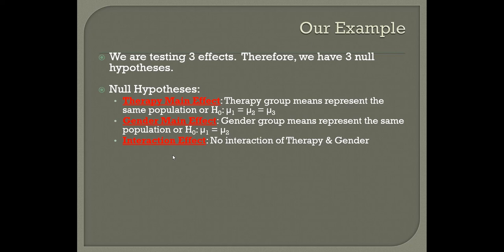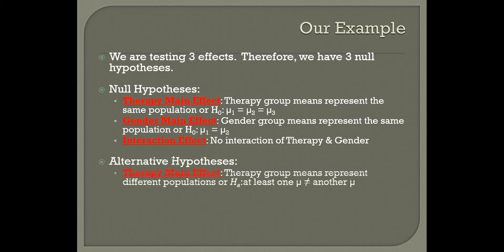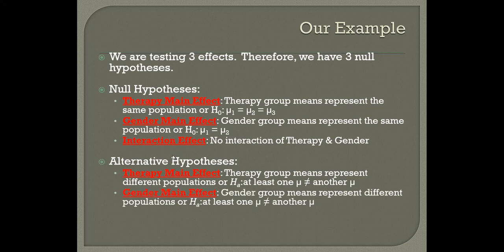Usually if you're doing this sort of study, you're not hoping to support all of these null hypotheses. Instead, you're hoping that some form of alternative hypothesis will be supported. The non-directional alternative hypothesis for the therapy main effect would be that there will be at least one difference among the therapy group means. For gender, it would be that there would be a difference between the genders in terms of classroom disruptive behavior, and for the interaction it would be that the effect of therapy on classroom disruptive behavior would depend upon gender.